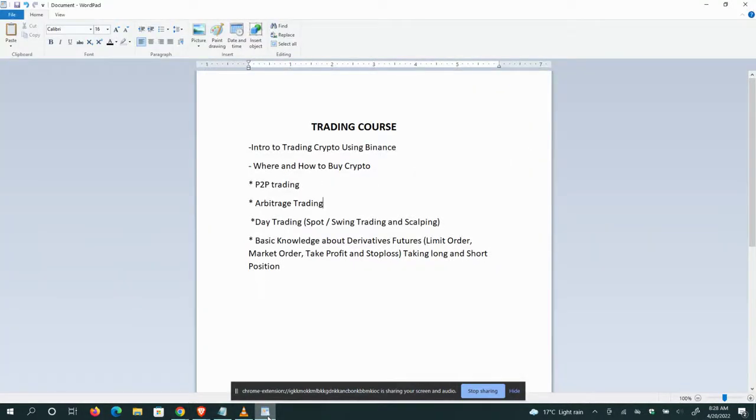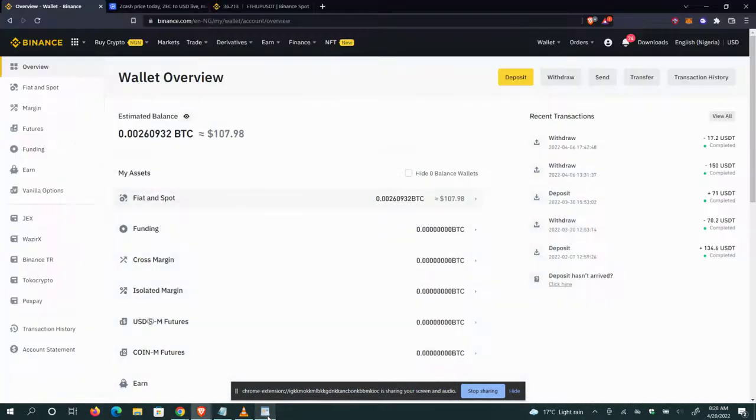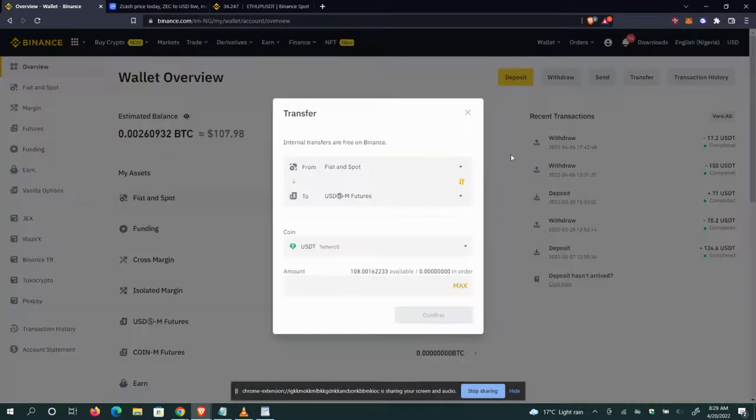I've talked about P2P trading. Before we talk about arbitrage, I'm also going to explain how you can transfer your currency from wallet to wallet. Let's say you come to this overview, like I explained, and you want to transfer this money to another wallet. What do you do? You click on transfer. It shows you the wallets you can transfer from.